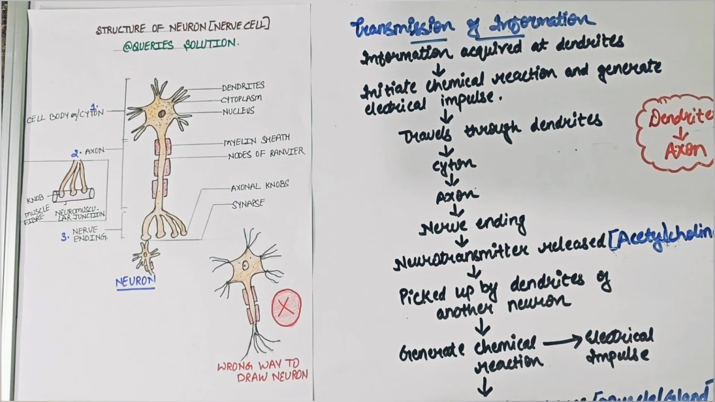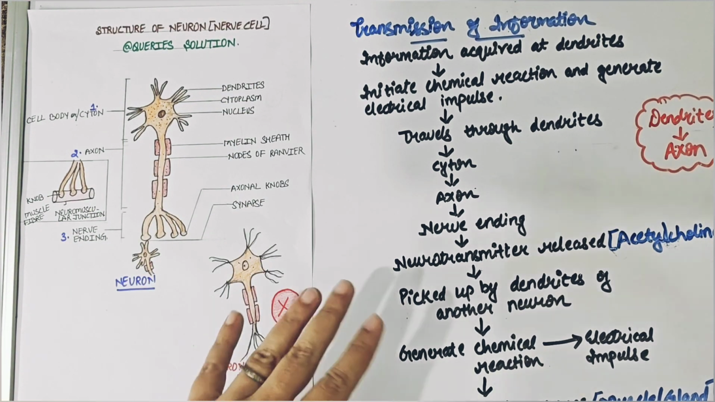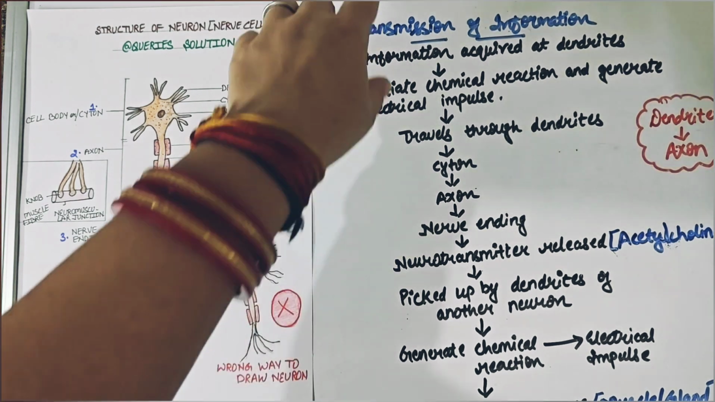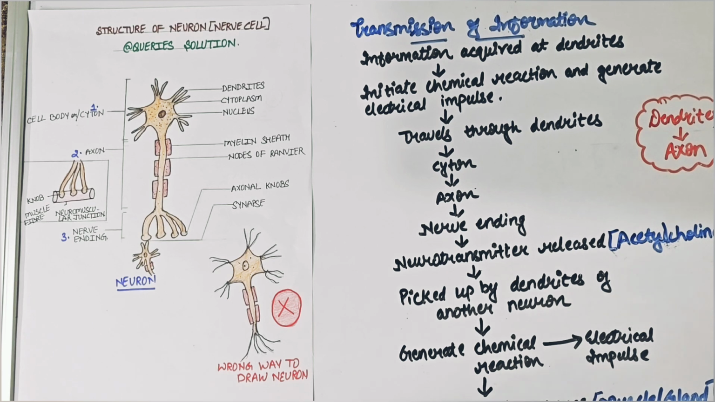So I would advise you all to even make a note of it because this is very important, and if there is any question asked on how the conduction of information takes place through the neuron, this is exactly what you can draw for your exams also.